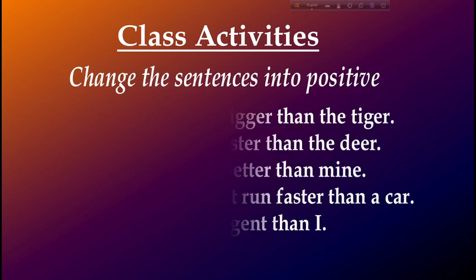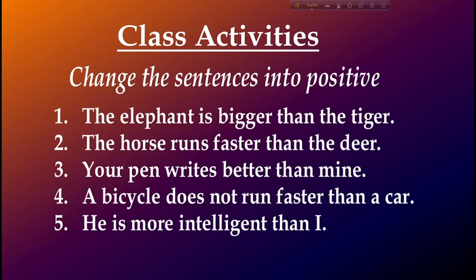just practice it. The elephant is bigger than the tiger. Number 2, the horse runs faster than the deer. Number 3, your pen writes better than mine. Number 4, a bicycle does not run faster than a car. Number 5, he is more intelligent than I. Very easy sentences. I think you will make the sentences into positive.